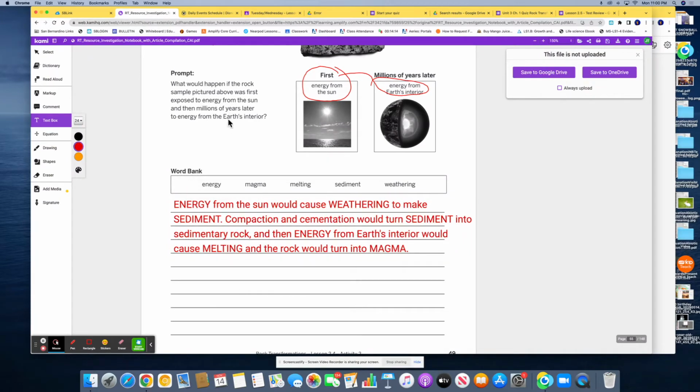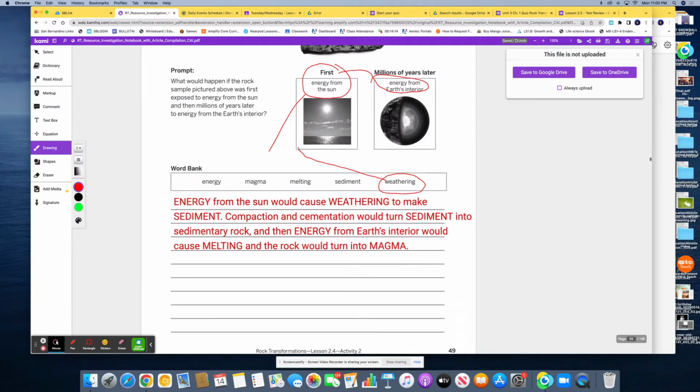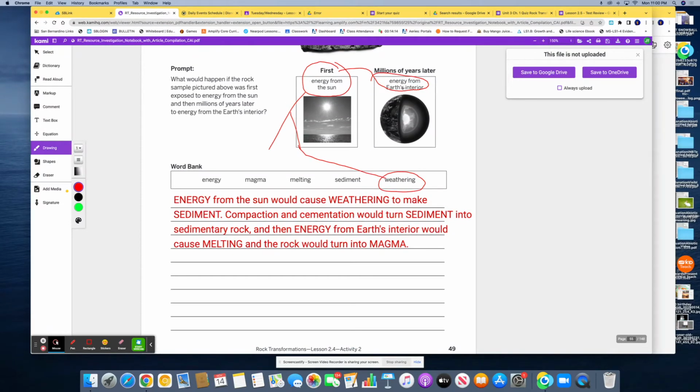Okay, so remember, I'm just going to write this out actually. So energy from the sun causes weathering. Oh, actually, you know what? This word goes here. It causes weathering. So energy from the sun. However, energy from Earth's interior causes melting. All right, so remember, energy from the sun causes weathering, and then energy from Earth's interior causes melting. All right, so the next one.